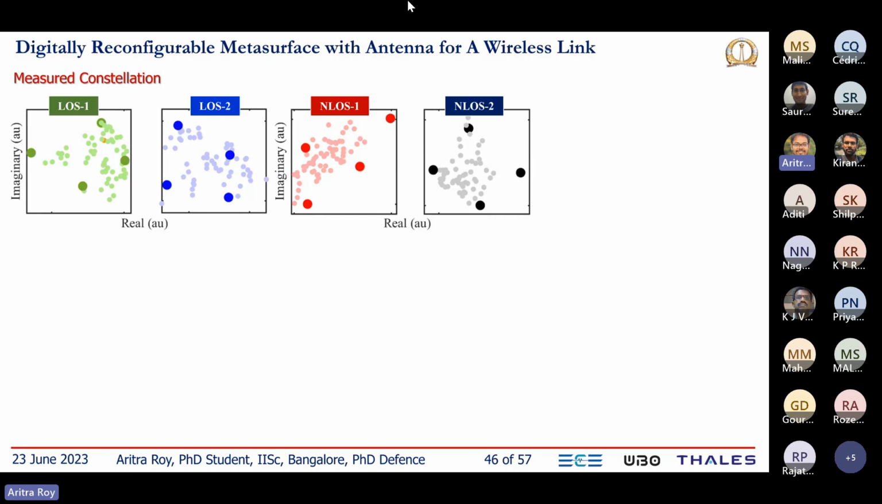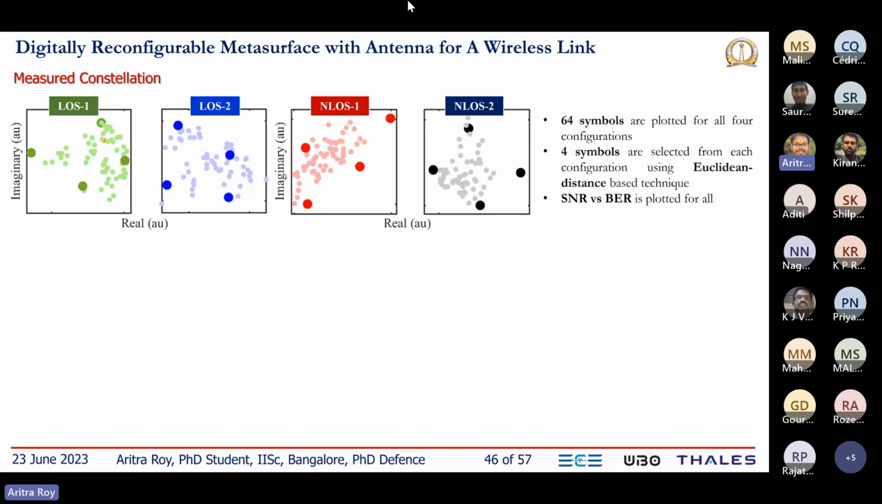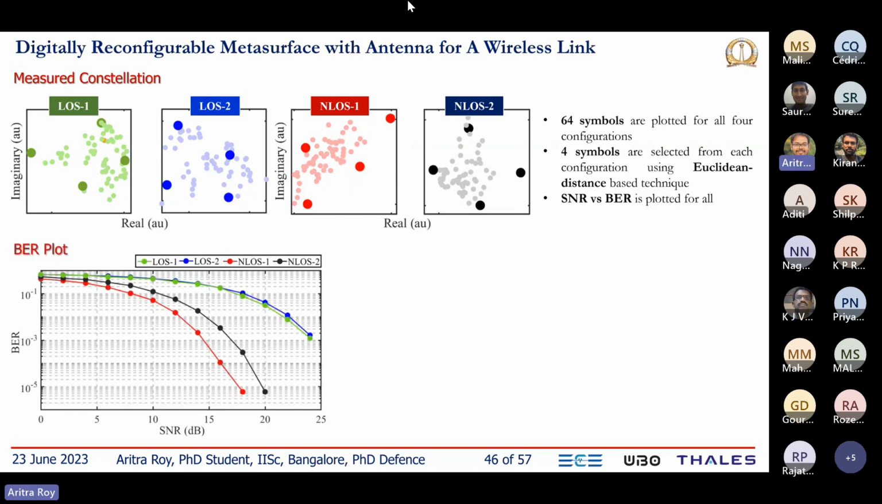For all cases, we have recorded 64 symbols. Now from each constellation, we have selected only 4 symbols. This selection was done by using a Euclidean distance-based technique. In the next stage, we plotted the bit error rate for these 4 cases.